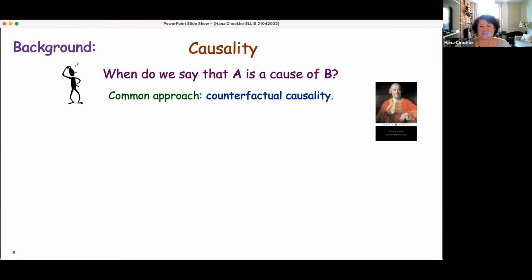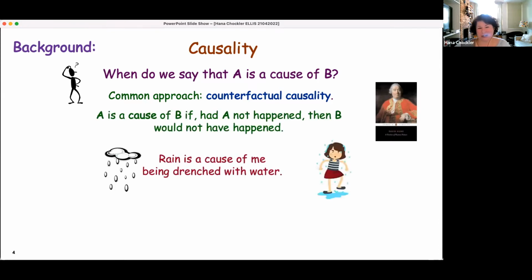So Hume suggested counterfactual causality. A is the cause of B if, had A not happened, then B would not have happened. Right. So, for example, when we still used to have in-person meetings and seminars, since the weather in London is reliably rainy, it would have been a perfect example. So rain is the cause of me being wet, arriving drenched to the meeting.